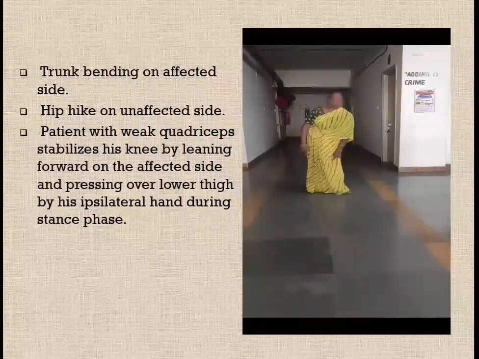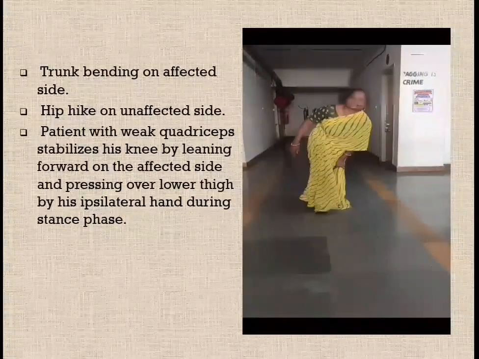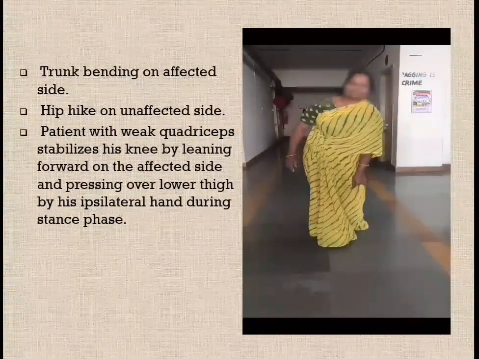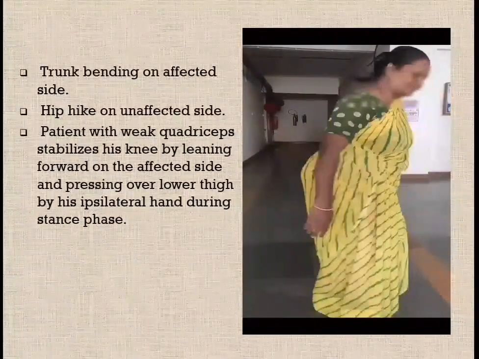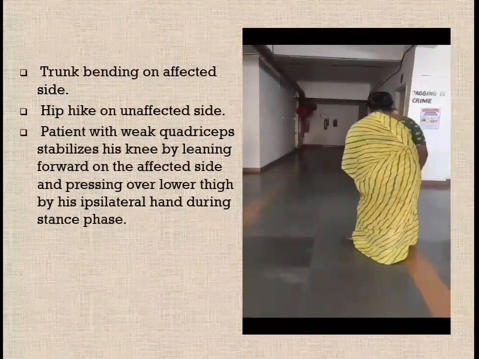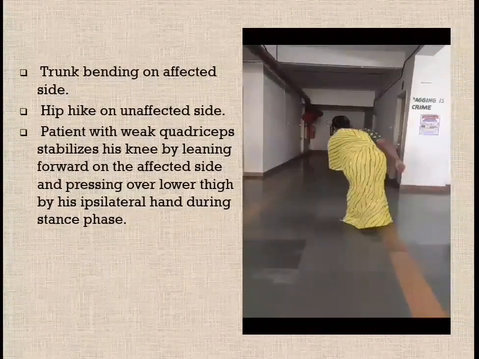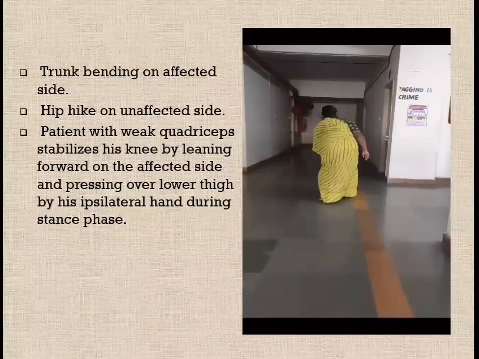In this video, the components seen are trunk bending on the affected side and hip hike on the unaffected side. The patient with weak quadriceps stabilizes his knee by leaning forward on the affected side and pressing over the lower thigh with his ipsilateral hand during the stance phase.